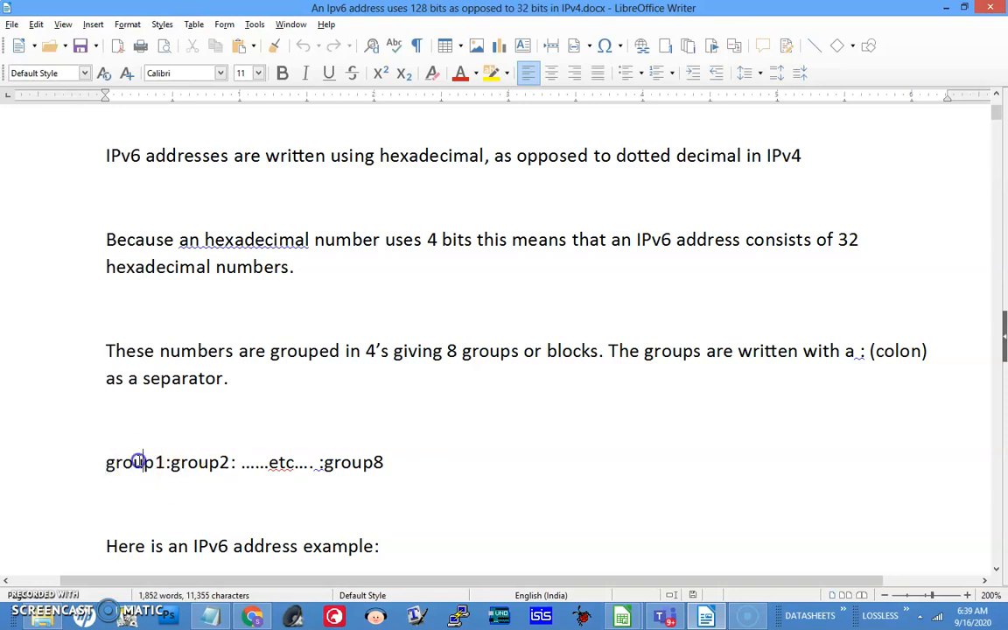So I repeat, each group consists of 4 hex digits and each hex digit is 4 bits. So we have 16-bit groups separated by colons and we have 8 such groups. So 16 into 8 bits, that is 128 bits. Now let us see how an IPv6 address looks.